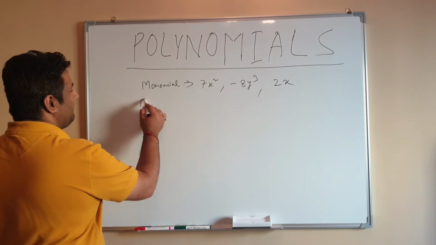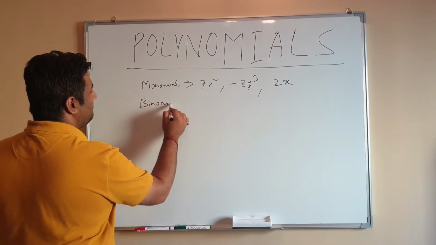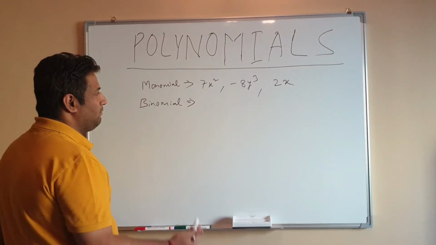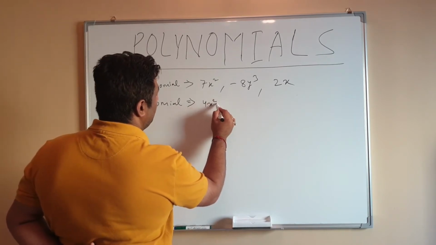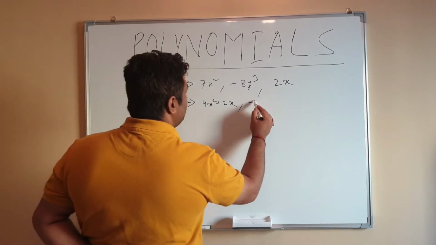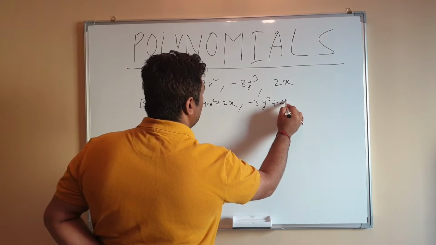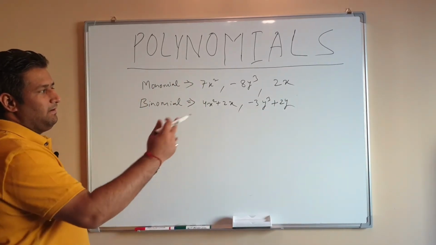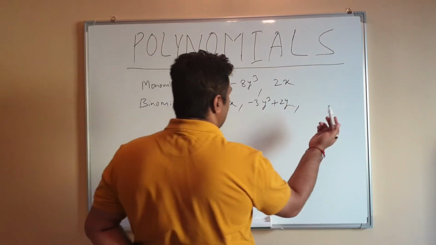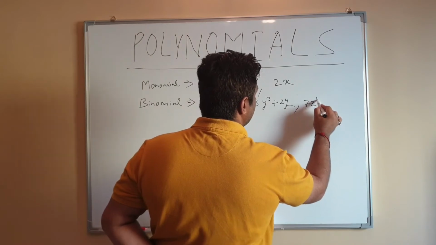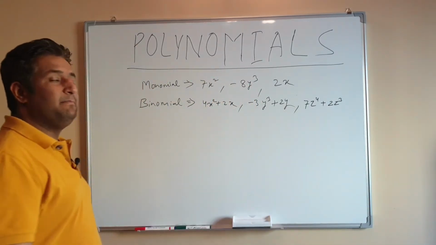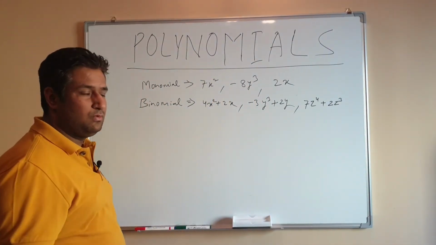Now the next is binomial. As the name suggests, in a binomial you will have two terms in the given polynomial. Like for example, 4x square plus 2x is an example of binomial. Or let's say negative 3y cube plus 2y, again it's an example of a binomial. Similarly you can have one more, 7z raised to power 4 plus 2z cube, again an example of a binomial. Why? Because it has two terms only.